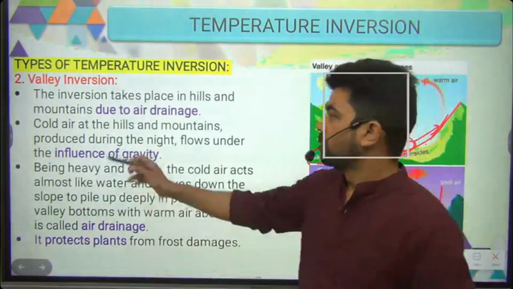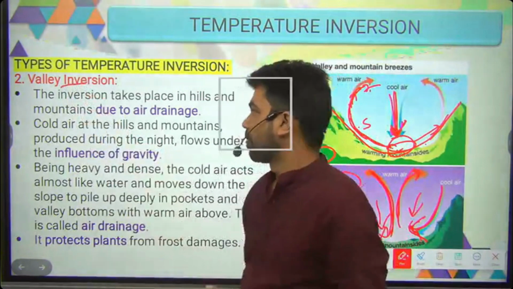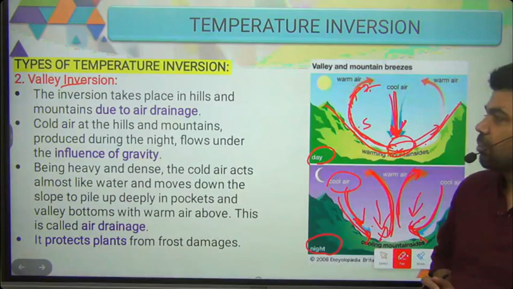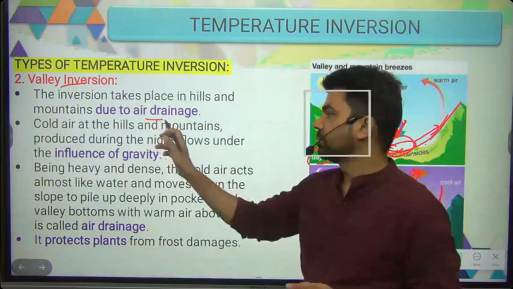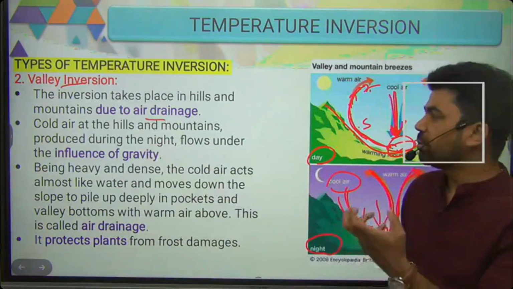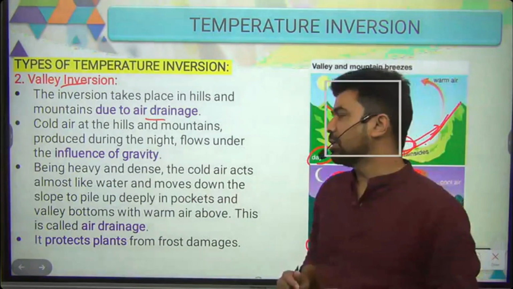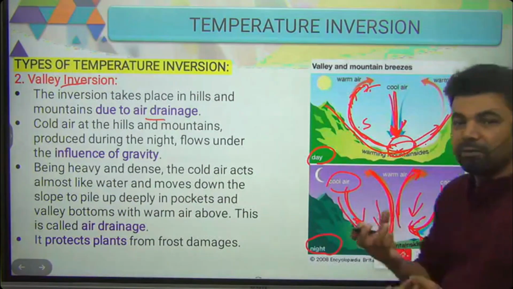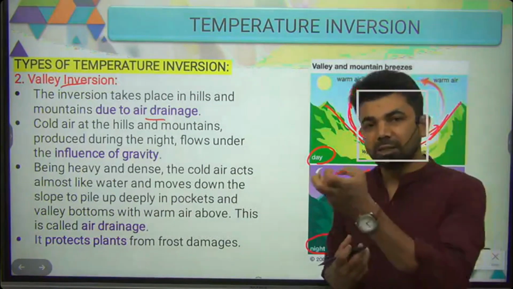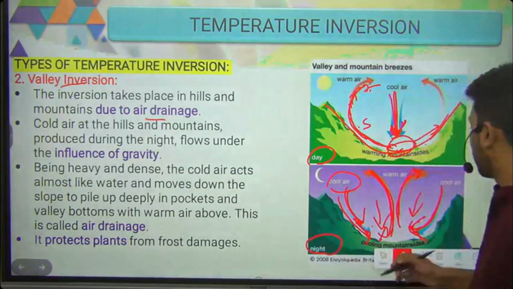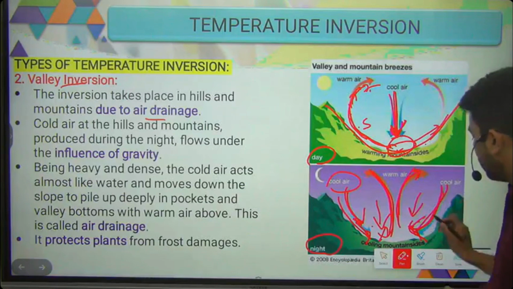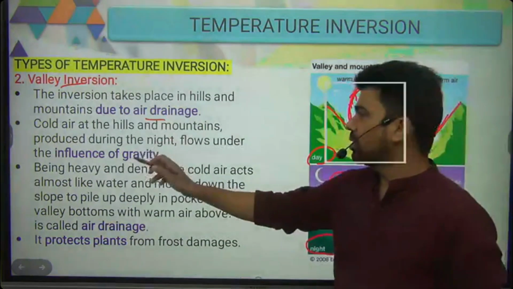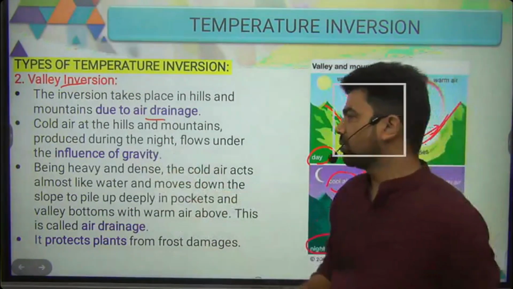So this is the valley inversion. Let's quickly see what it says. The inversion takes place in hills and mountains due to air drainage. Cold air in the hills and mountains produced during the night flows under the influence of gravity. As I said, gravity doesn't only act on us, gravity pulls everything towards itself. So this cold air is being pulled.